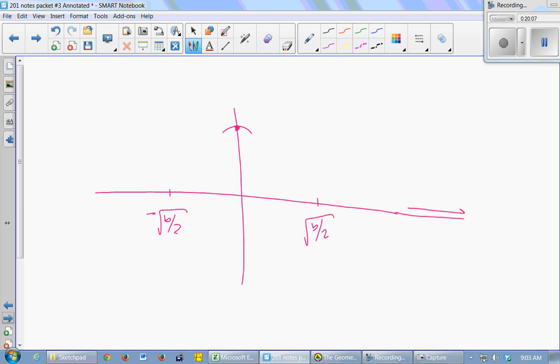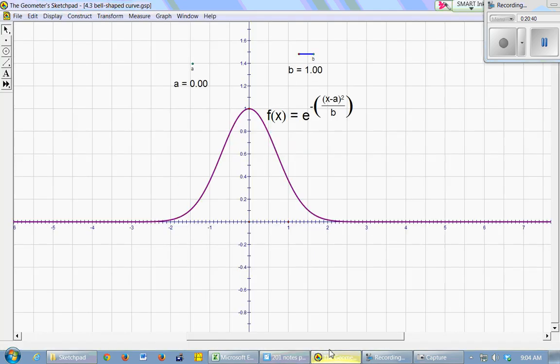And I know that in the end behavior, we approach 0. So the function looks something like this. Concave down until root b over 2, and then it switches to concave up as it approaches the end behavior. It's a terrible sketch, but I have a much better sketch over here.